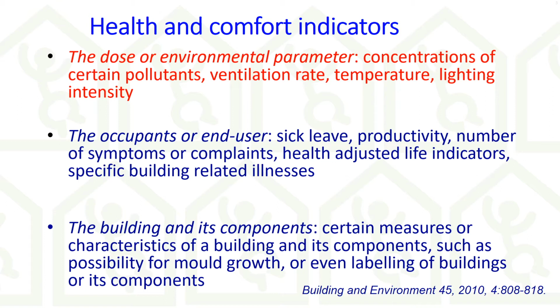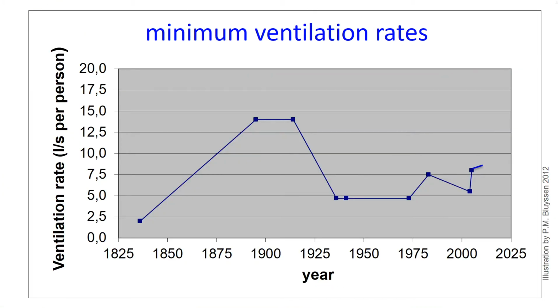Of these groups of indicators, the first one, dose or environment parameter related indicators, is used most frequently in guidelines and standards. But the mechanisms used behind these values or ranges are not always that clear. Take for example the minimum ventilation rate based on either CO2, carbon dioxide, as an indicator for bioeffluence or on certain emissions of building materials. Minimum ventilation rates have been discussed and are still being discussed for almost 200 years now. We have no clue what to take.